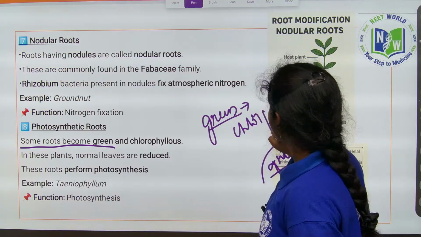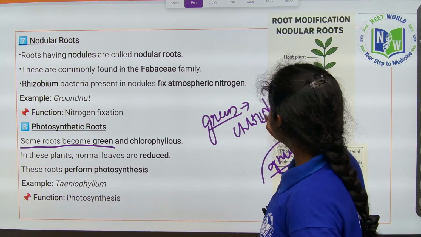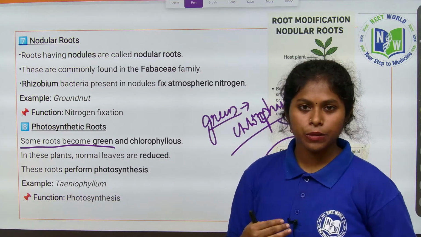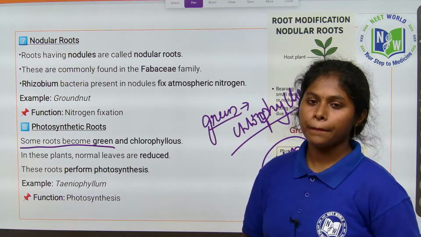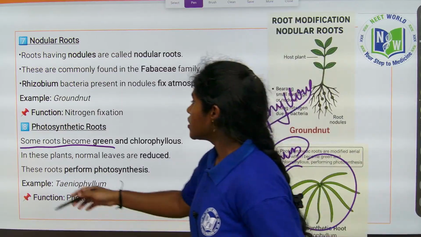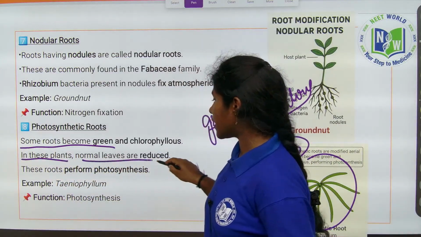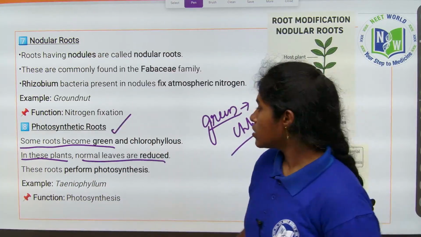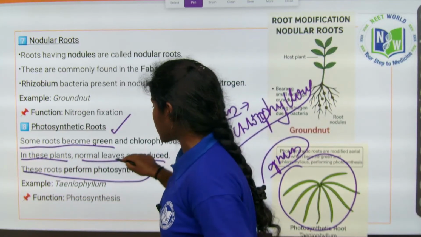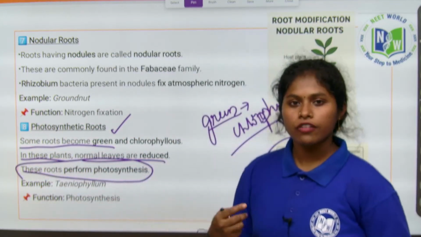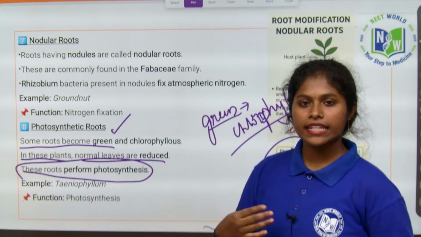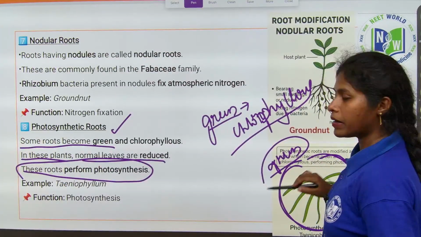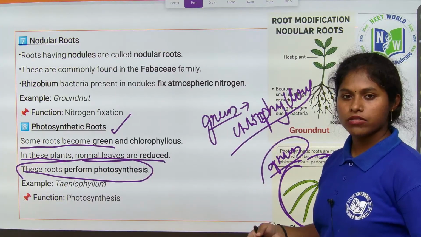What is the function of the chlorophyll? It absorbs the sunlight and helps in the process of photosynthesis. In these plants the normal leaves are reduced, there are no leaves present. So these roots perform photosynthesis, and prepare their own food material by the process named photosynthesis.